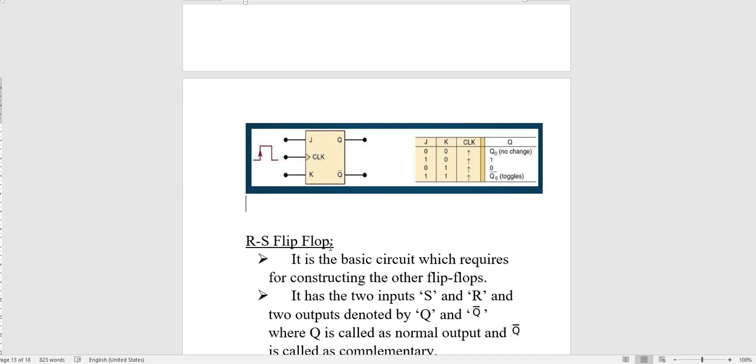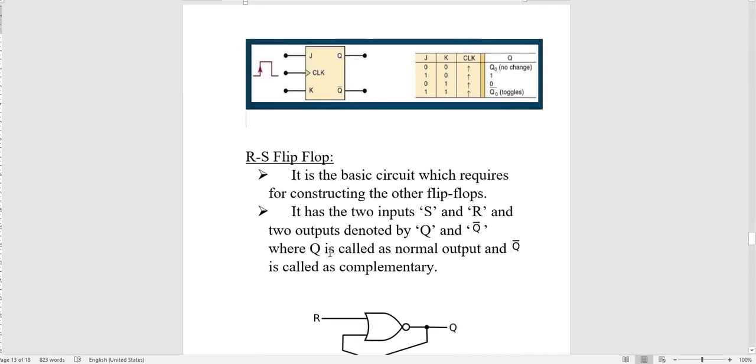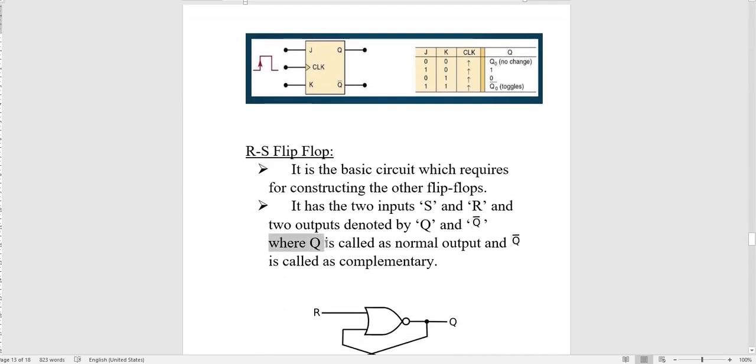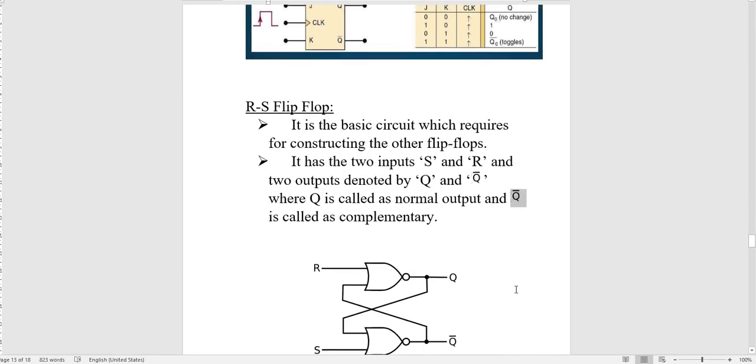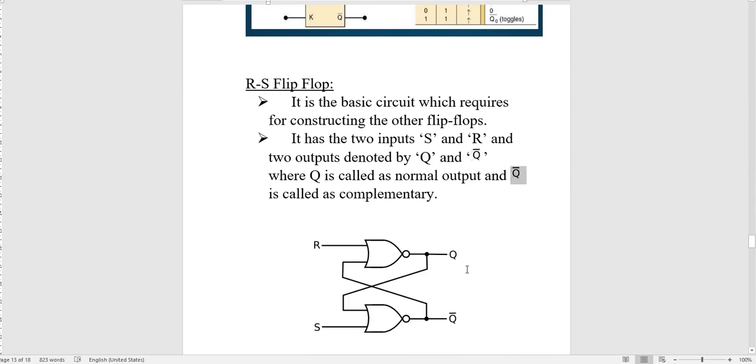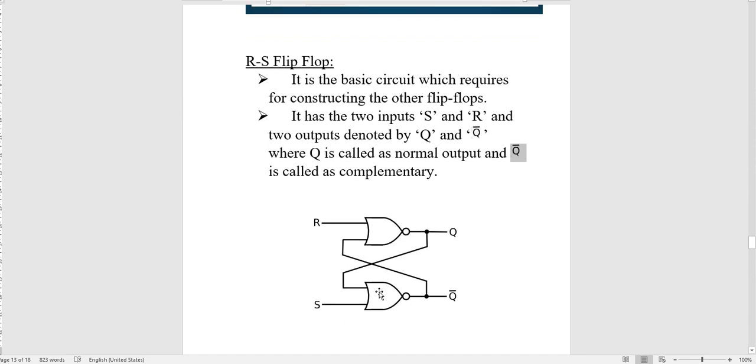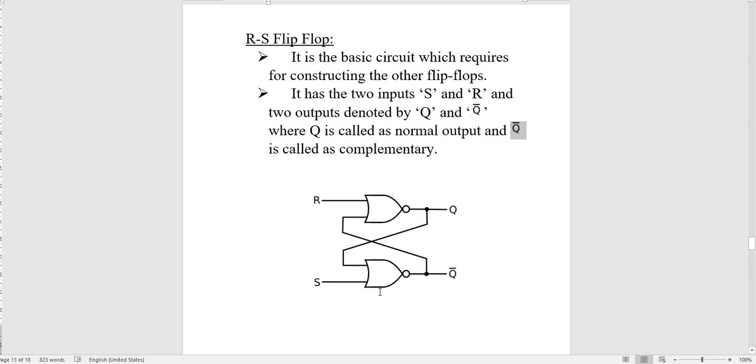Now, Q stands for the normal output. Whatever is the general output is stored in Q, whereas in Q bar there will be the complementary output of the original one. So the normal output is stored in Q, whereas the complementary output is stored in Q bar. Okay, here is the diagram of the RS flip-flop created by using NOR gates.